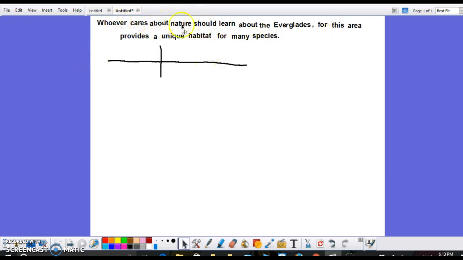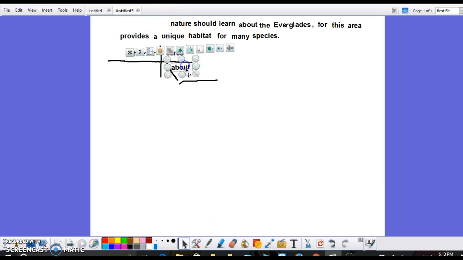So right now, let's just start with our first clause. The subject of that clause is whoever, and the verb is cares. I'm going to shorten this up just a little bit. And then we still have about nature. We're going to draw a little diagonal line here, and then I'm going to use my finger to draw a straight line here. Okay, and then about is our prepositional phrase, or preposition. So the preposition goes here, and the object of that preposition is nature.